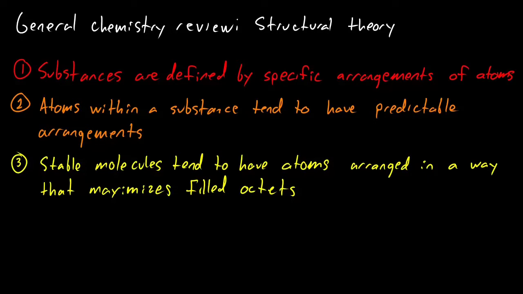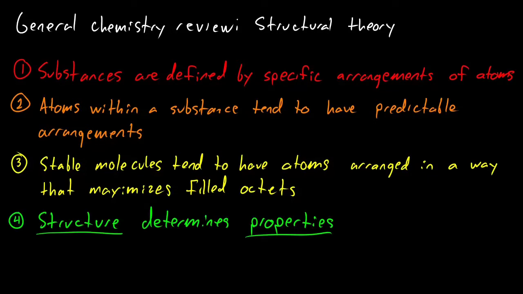In organic chemistry, we'll take it one step farther and we'll see that the structure of a molecule determines the properties of that molecule. If we know which atoms are in that molecule and how they're arranged, we can make predictions not only about the physical properties of the molecule, but also about the chemical behavior of the molecule.